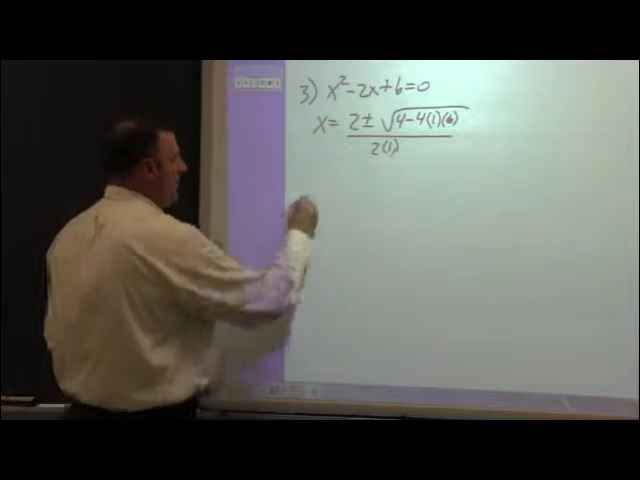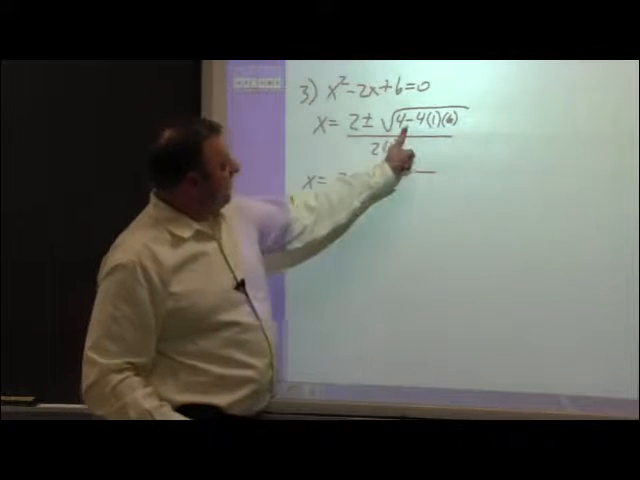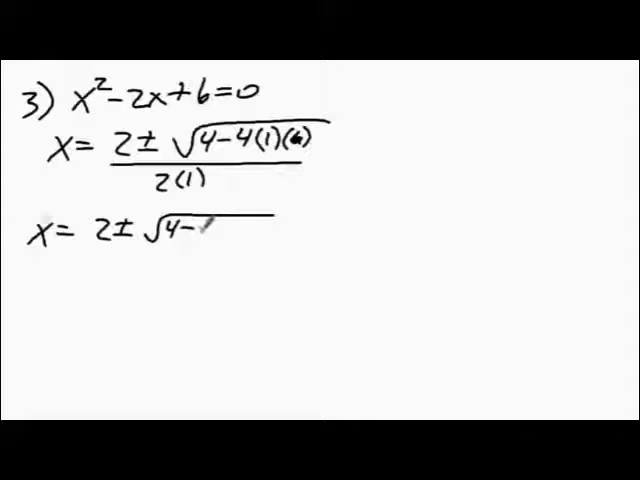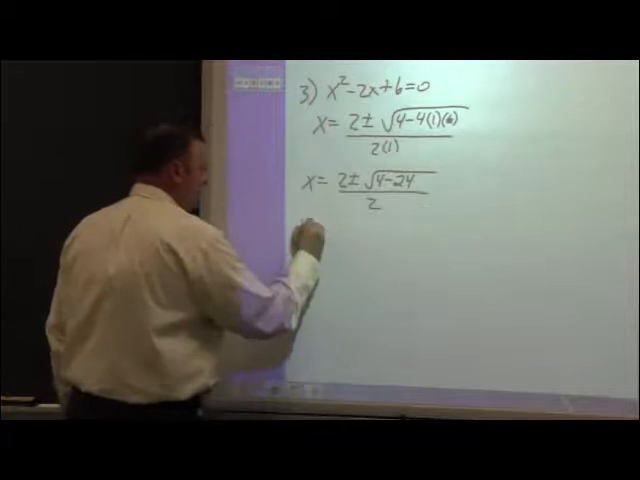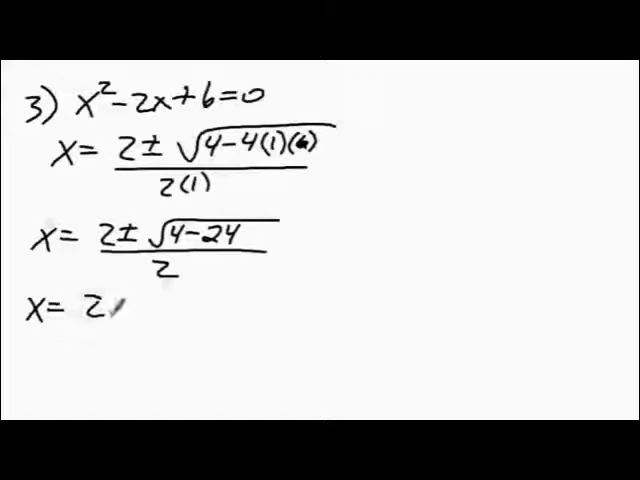All right, let's clean up the inside of that radical. We have x equals 2 plus or minus the square root of 4. Now it's going to be a minus because you only have one negative here. 4 times 1 is 4. 4 times 6 is 24, over 2. Now we got to do the subtraction inside the square root. You're going to have 2 plus or minus the square root of 4 minus 24, which is negative 20, all over 2.